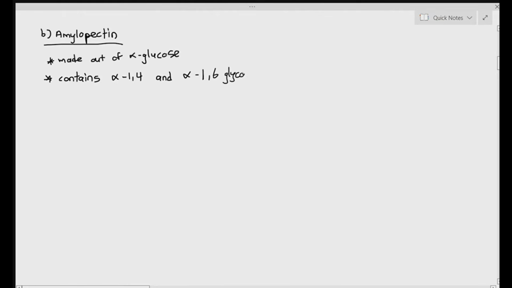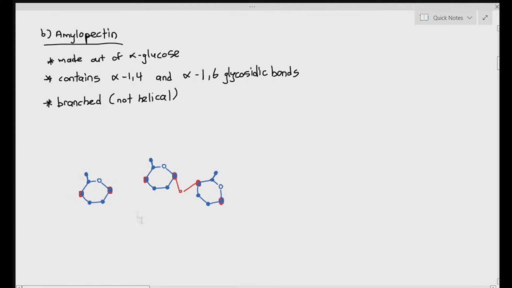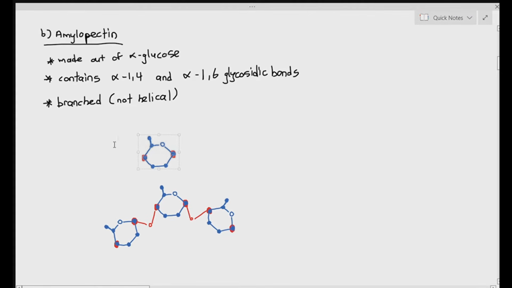The second type of starch molecule that we have to know is something known as amylopectin. Same as amylose, amylopectin is actually also made up of alpha glucose molecules. The difference here is they contain alpha 1,4 and also alpha 1,6 glycosidic bonds, but they are not helical. So as you can see here, the red color bonds are the alpha 1,4 bonds, but the green color ones are alpha 1,6 bonds instead.